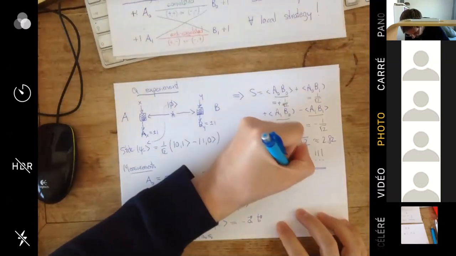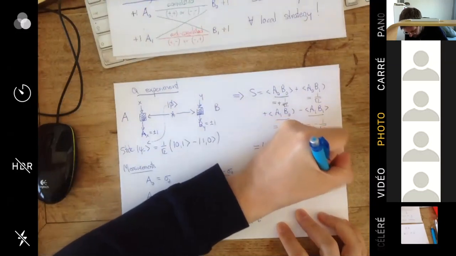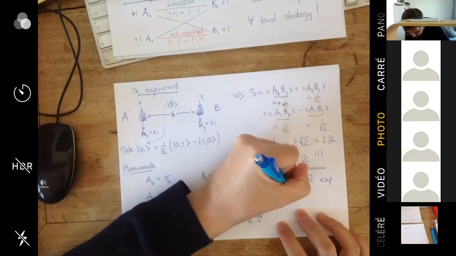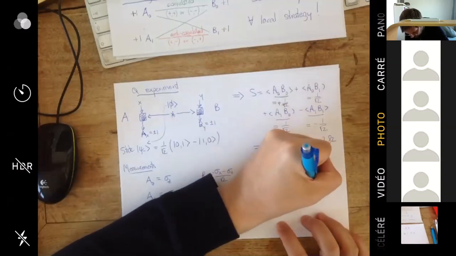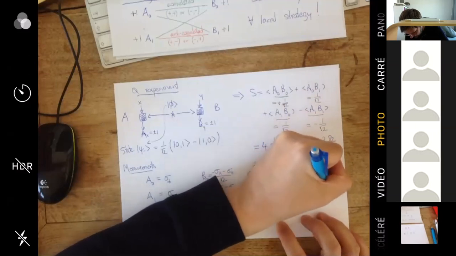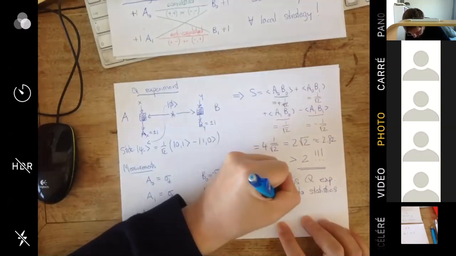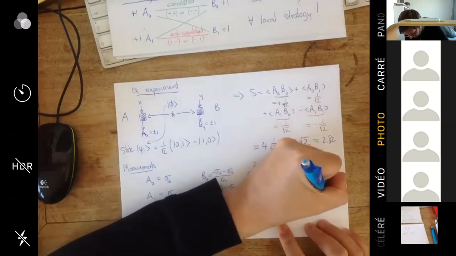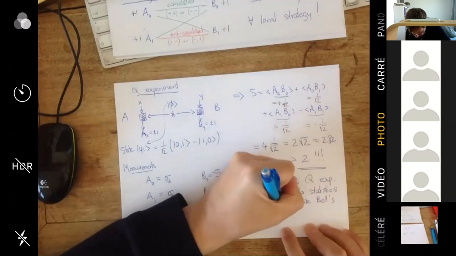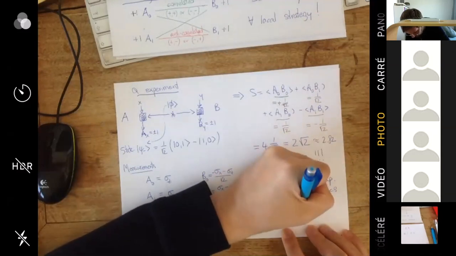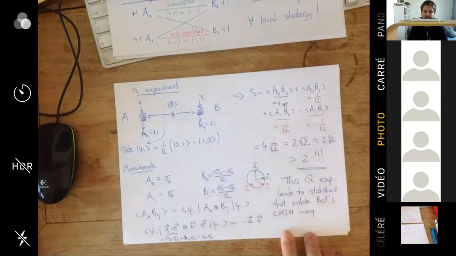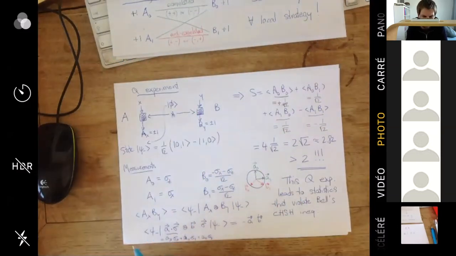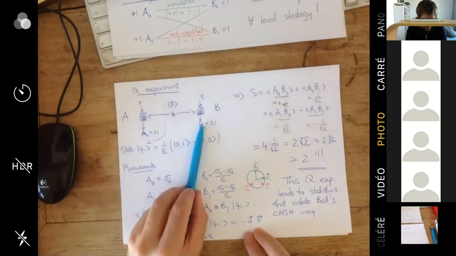So the conclusion is that this particular quantum experiment leads to statistics that violate Bell's CHSH inequality.